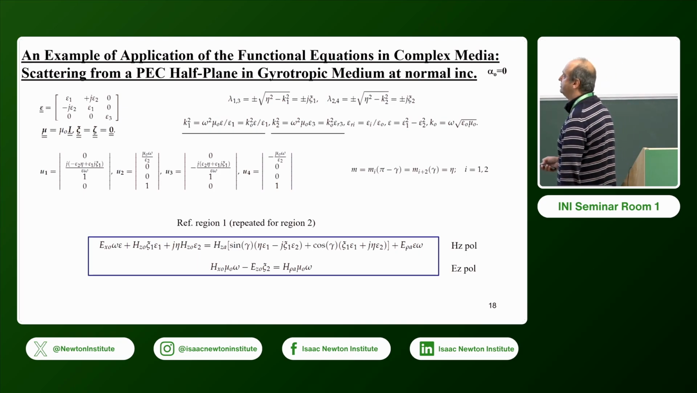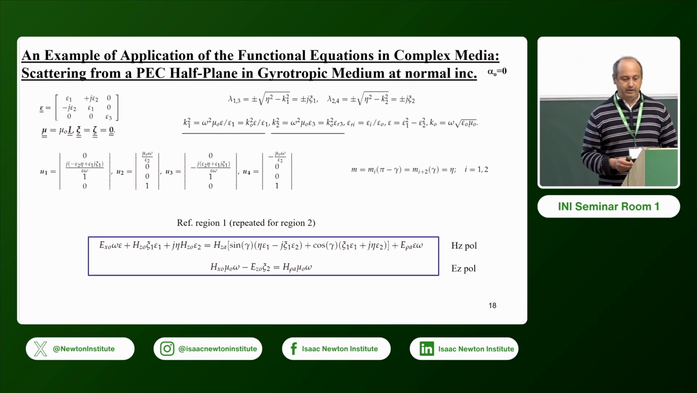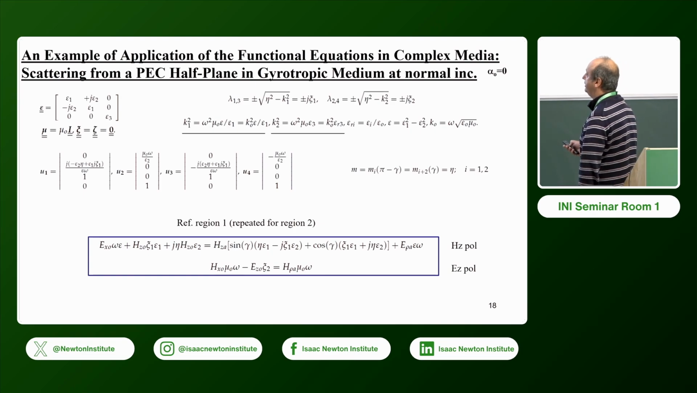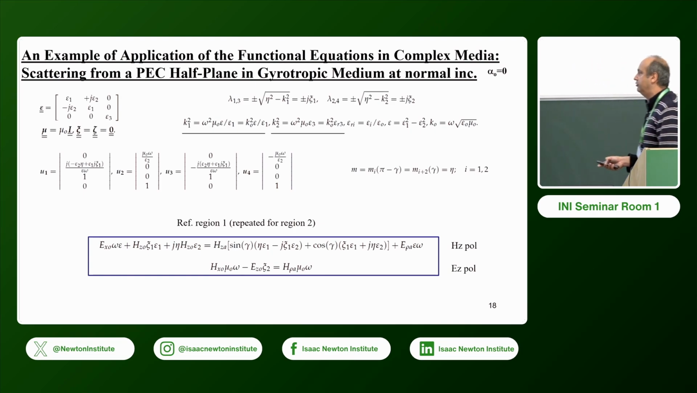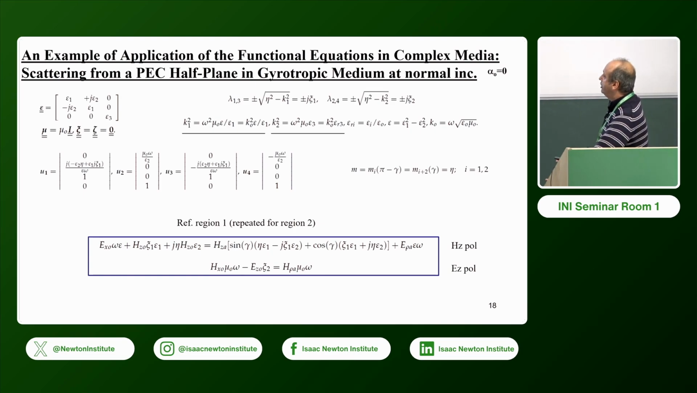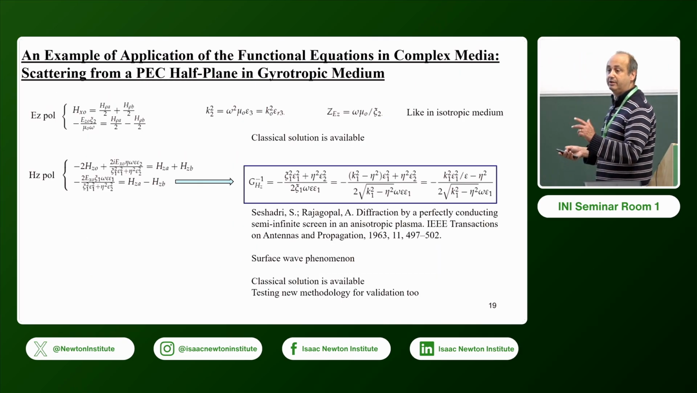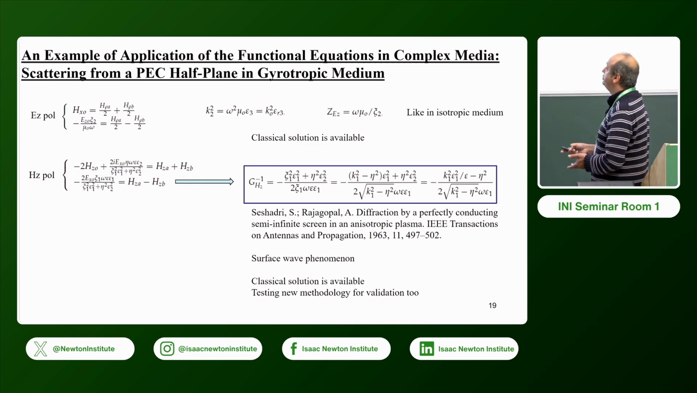In this case, since we are analyzing, coming from the literature, the half plane, the aperture angle gamma is pi. We have that M is equal to eta. So of course it's simplified also in this case. These are the functional equations. You can see the decoupling of the two polarizations at normal incidence. We can repeat this for region 2. We can couple, summing and subtracting the equations. You can have EZ and HZ formulations here.